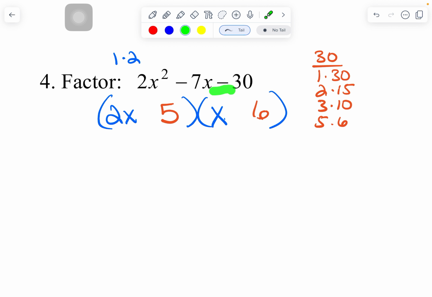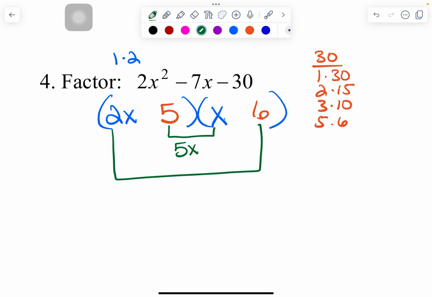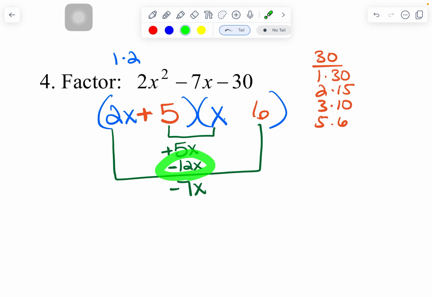Now I know I'm going to have to work with my signs because I need a negative 30, which means one of those two is going to have to be negative. So let's do the check and see what happens when I multiply these. Inside is going to get me a 5x. Outside is going to get me a 12x. And I am pretty sure if the 12x was negative and the 5x was positive, that would get me a negative 7x. So let's make those signs happen. To get a positive 5x, I'm going to make the 5 positive. To make the negative 12x, I'm going to make the 6 negative.